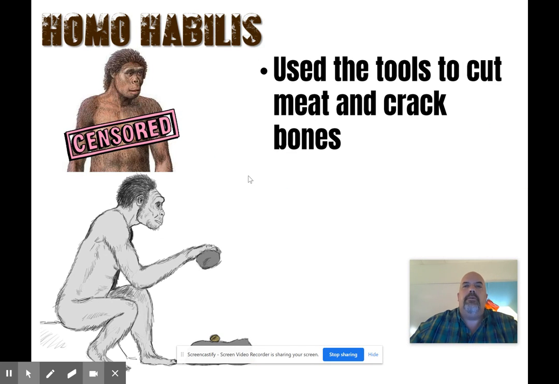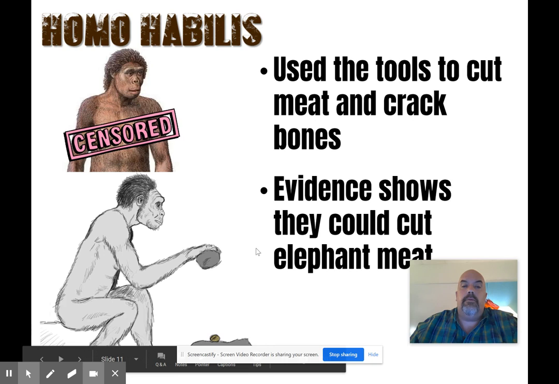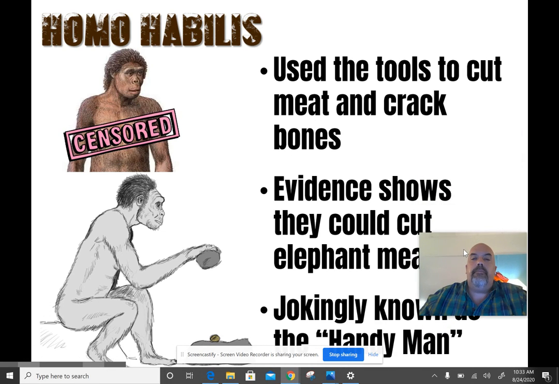Homo habilis also used the tools to cut meat and crack open bones, where they got most of the nutrients inside the bones and also the meat. Evidence showed that they could cut elephant meat. They were able to hunt in groups, and being able to cut elephant meat is pretty tough, from what I understand. So their stone tools were very sharp. Jokingly known as the handyman.